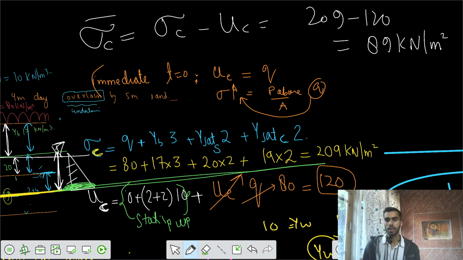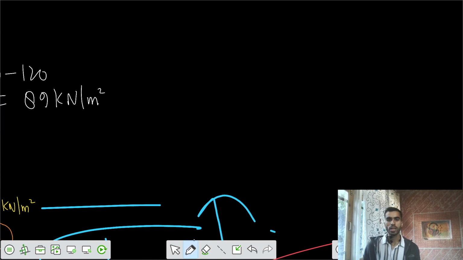And if you try to compare that with the initial case, how was the distribution initially? Let me check there. How was the distribution? Yeah, we're having a diagram of that total effective stress in this way, that we're having 51.